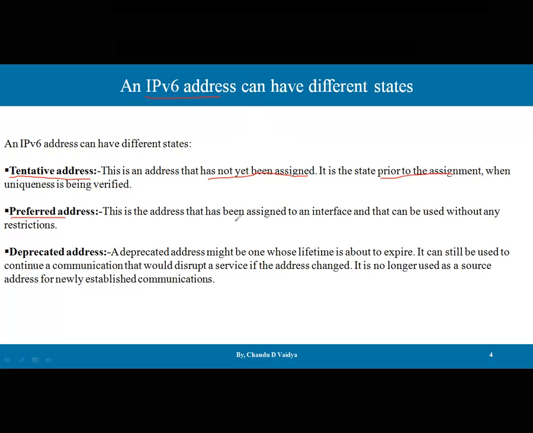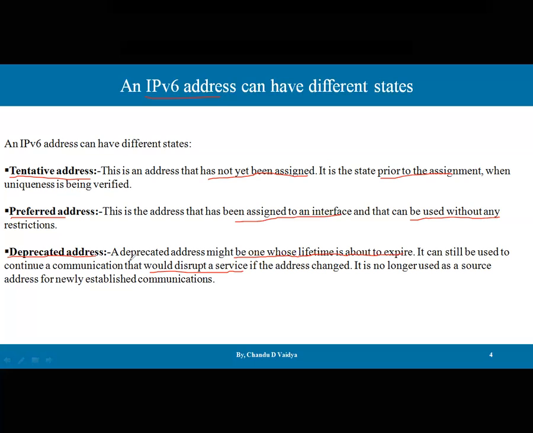This is the address that has been assigned to the interface and that can be used without any restriction. So this is the preferred address. Then the deprecated address. The deprecated address might be one whose lifetime is about to expire. It can still be used to continue communication, since changing the address would disturb the services. It is no longer used as a source address for newly established connections.